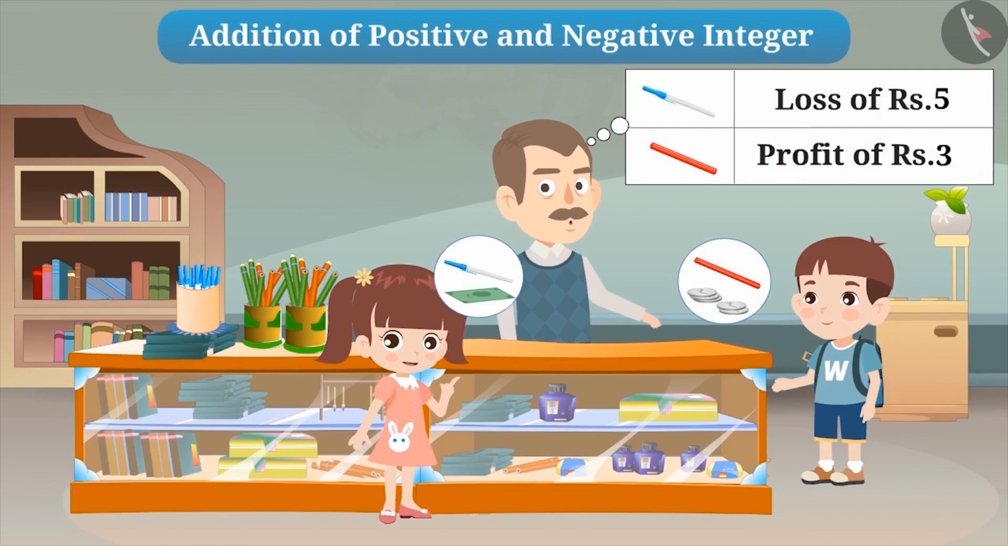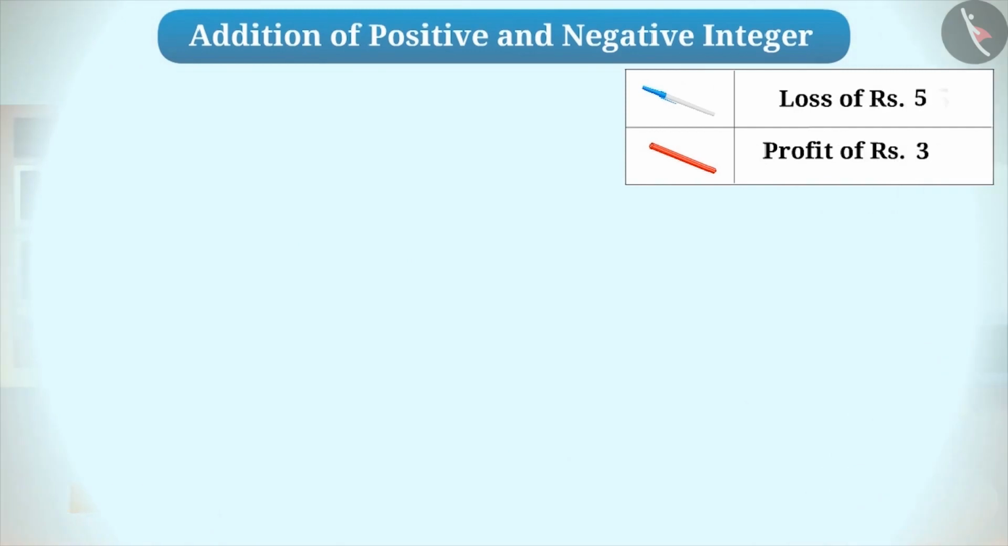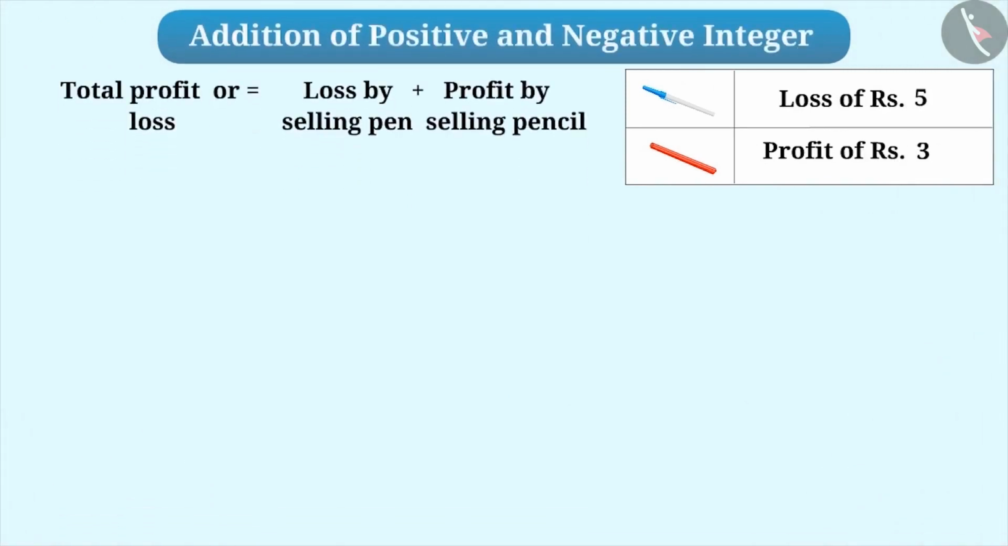Let me tell you. Let us suppose a shopkeeper faces a loss of rupees 5 by selling a pen and a profit of rupees 3 by selling a pencil. Now, if we have to find out how much profit or loss the shopkeeper made, then we need to add them. This means total profit or loss is equal to minus 5 plus 3.